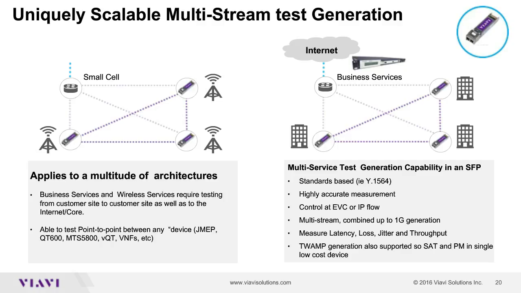So now in a small SFP, you can do everything you could do in a box. It's ubiquitous. It can deploy anywhere. And it'll enable both the activation test and performance monitoring in networks. And it's also a demarcation device, so you have the ability to do VLAN tagging and other demarcation features.